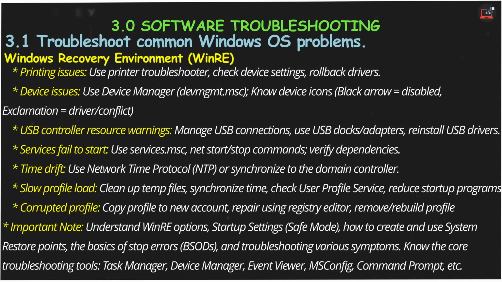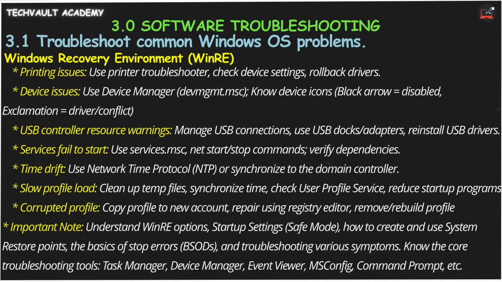No device icons: black arrow equals disabled, exclamation equals driver conflict. USB controller resource warnings: manage USB connections, use USB docks/adapters, and reinstall USB drivers. Services fail to start: use services.msc, common net start and net stop commands, verify dependencies.